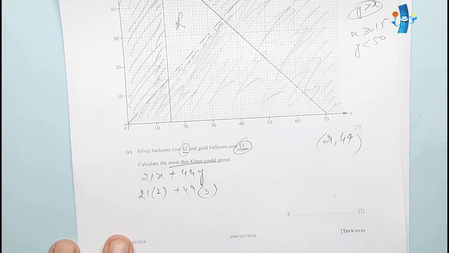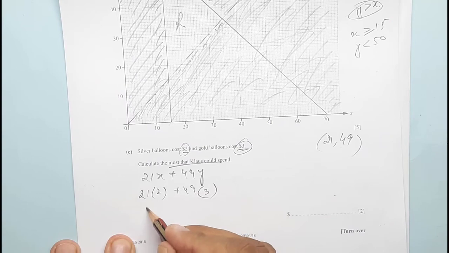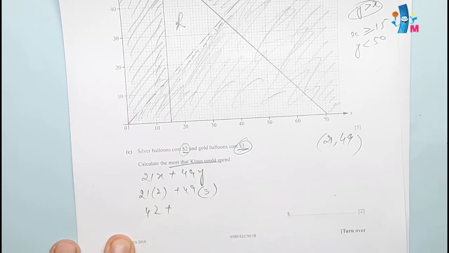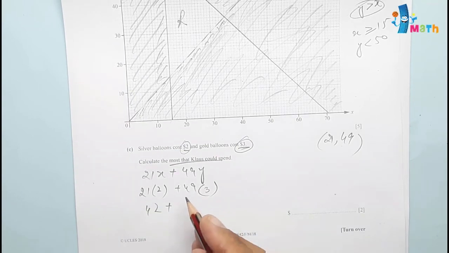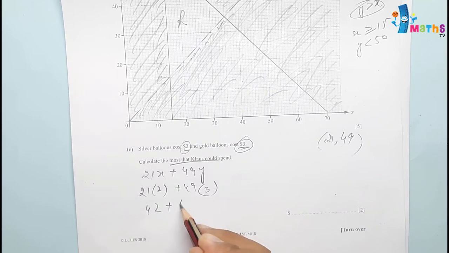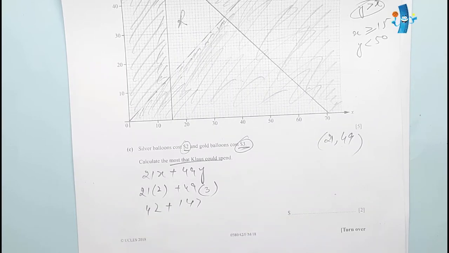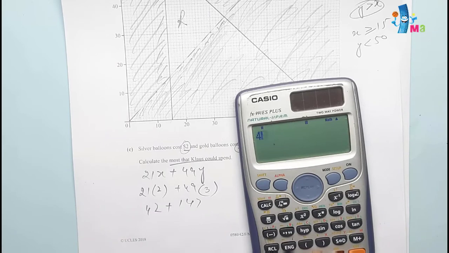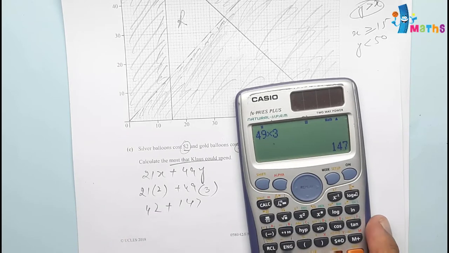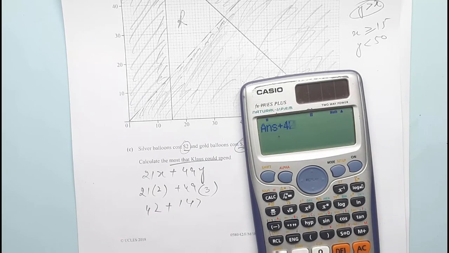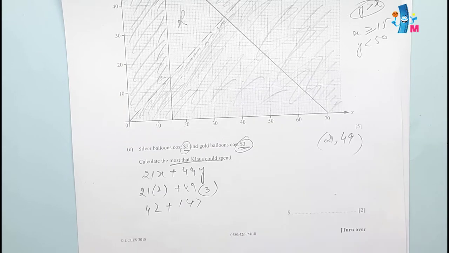So we can calculate. 21 into 2 will be 42 plus 49 into 3 will be 147. So 147 plus 42 will be 189. This is the maximum he can spend, equal to 189.